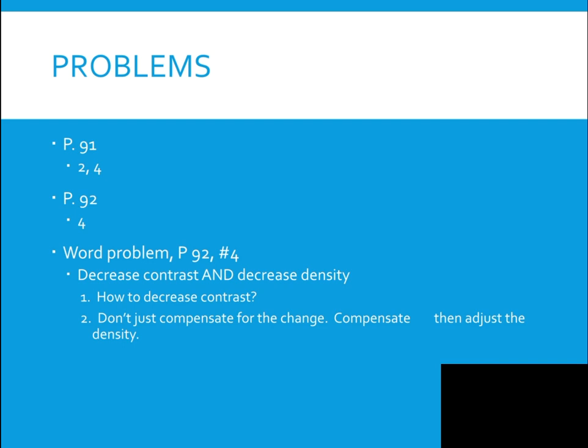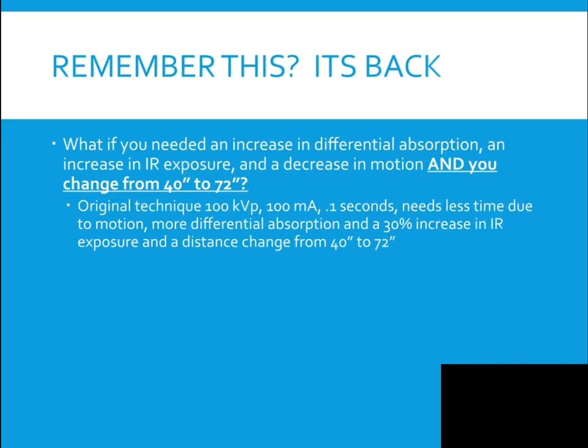So if you had 100 kVp at 100 mass, let's say, it'd be a pretty high exposure. And you needed to decrease contrast, decrease your differential absorption, then you would increase your kVp to 115. And then you would take your mass and decrease it by 50%. So instead of being 100 mass, it'd be 50 mass. And that would bring you back to the original exposure, but you would need to decrease it again to bring it down to a decrease in your image receptor exposure.